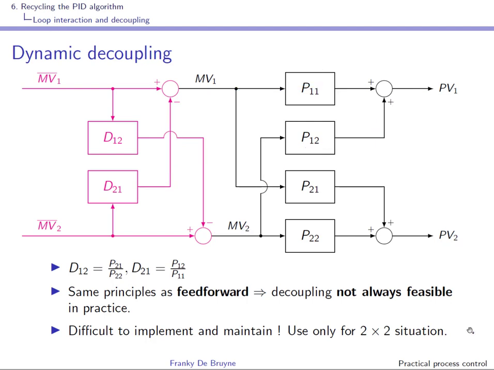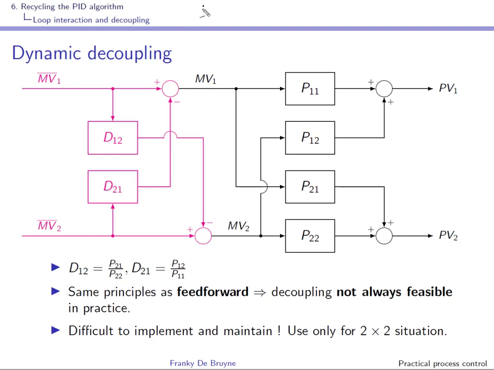Well, this idea of dynamic decoupling is illustrated here for the 2x2 case. It is possible to extend the ideas to multivariable systems that are more complex, but stick to the 2x2 situation because extending this solution would be difficult to implement and to maintain. Well, let us have a look at this dynamic decoupling in more detail.